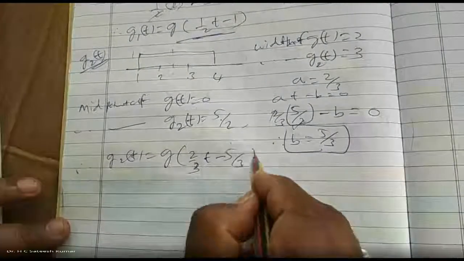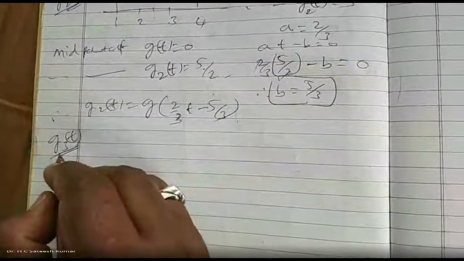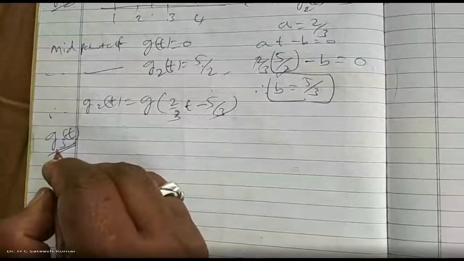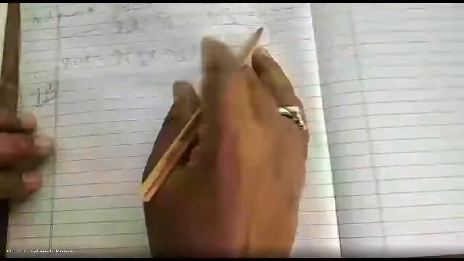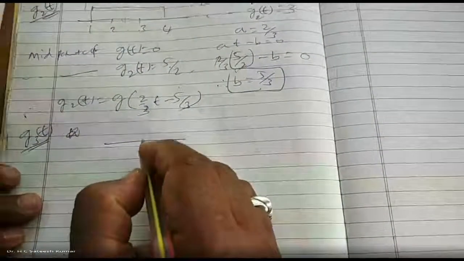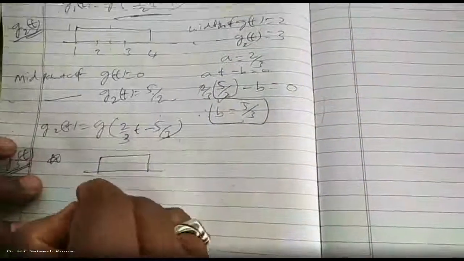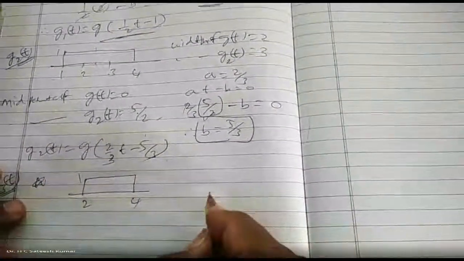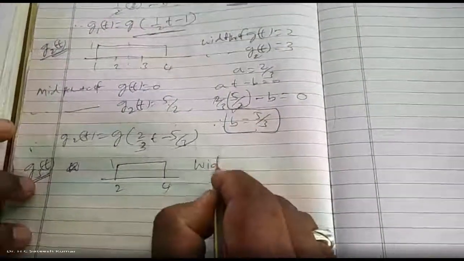Next, G3 of t. G3 of t is ranging from where to where? 2 to 4. So this is G3 of t. Go back and check it. 2 to 4. Its value is 1. So what you should do? 2 to 4 means once again same method.